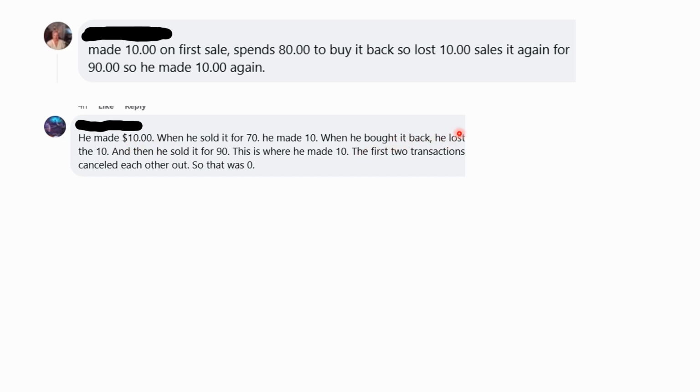So in this person's mind, they had to lose the 10. No math behind it whatsoever, just an opinion, just a feeling. And then when he comes back and says he sold it for 90, this is where he made 10. The first two transactions canceled each other out, so that was zero. All right, that really doesn't make any sense at all. But a lot of people that are saying that he made 10 get the first part right, and then they get confused beyond that.